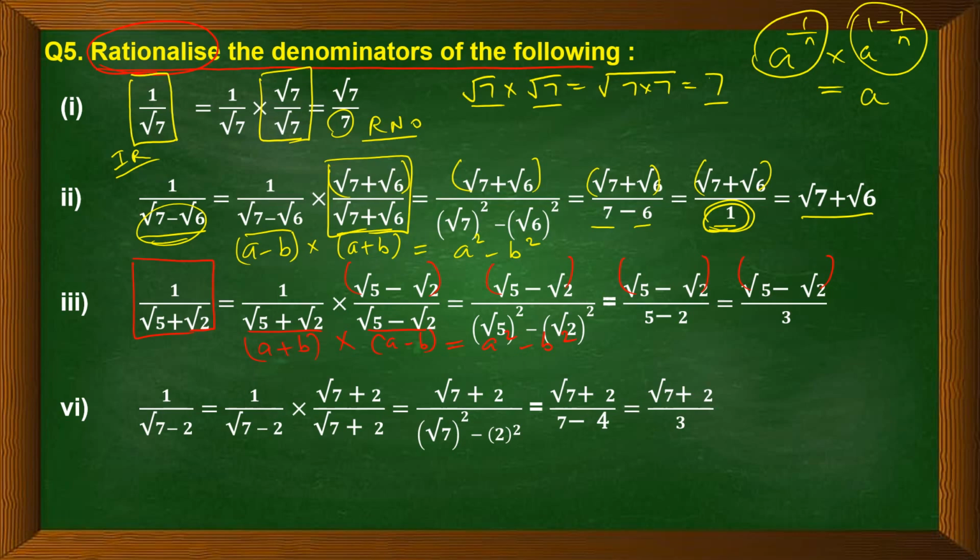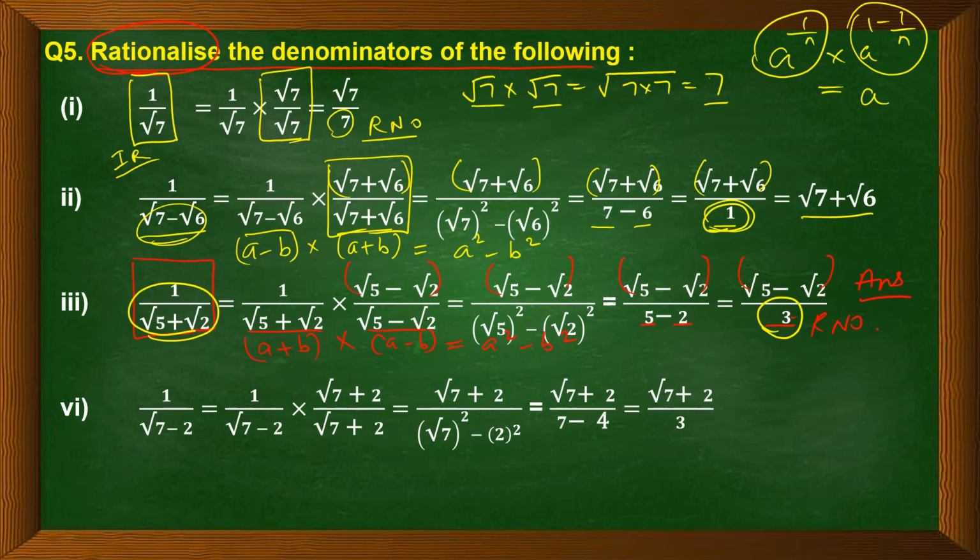Now in the denominator, a square, that is root 5 square, which is 5. Over here b square is square of root 2, which is 2. So 5 minus 2, which is 3. So we got the answer as root 5 minus root 2 upon 3. Now this 3 is a rational number. So basically we had the irrational number in the denominator over here, and which we converted into rational number, that is 3 in the denominator. This is how we have rationalized.